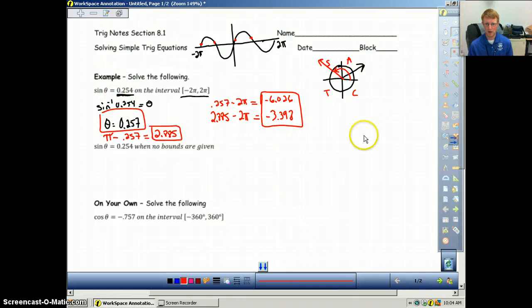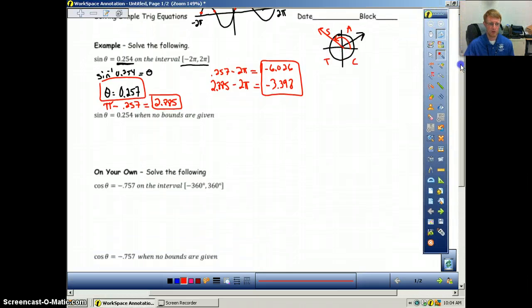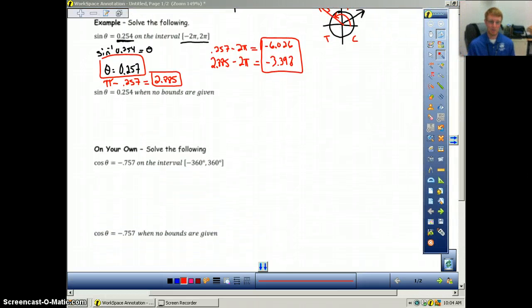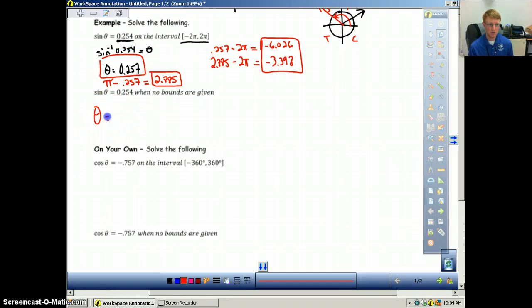Okay, next thing before I have you do it on your own is what happens if no bounds are given to us? Well, actually, in my opinion, this makes it a whole lot easier because what we want to do is find our first initial values. So our theta is actually going to be equal to 0.257, and as I said, it'll just be plus 2 times pi times n, because all we have to do is it's any multiple of 2 pi.